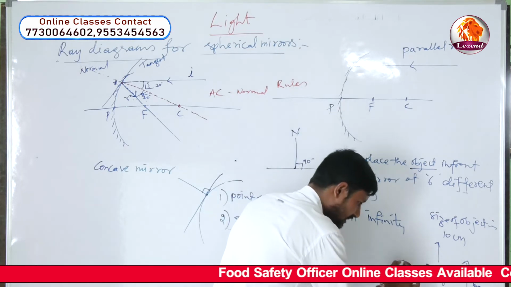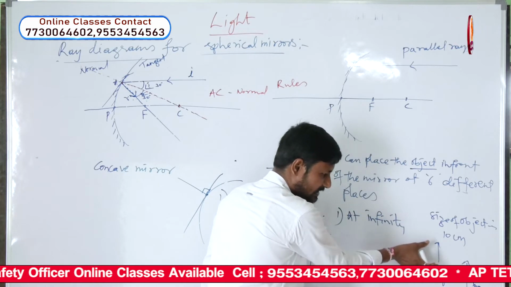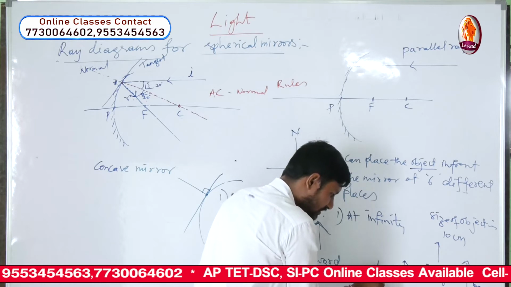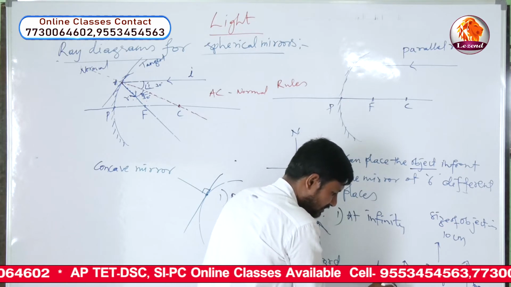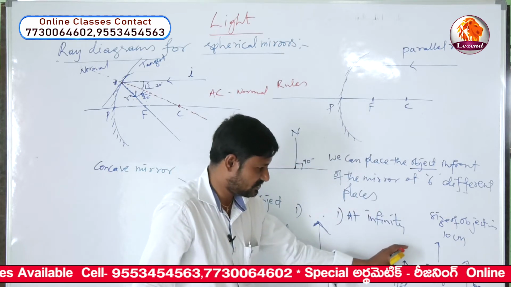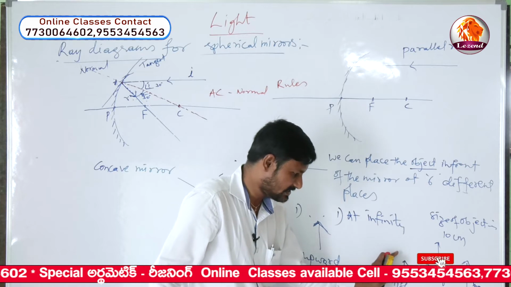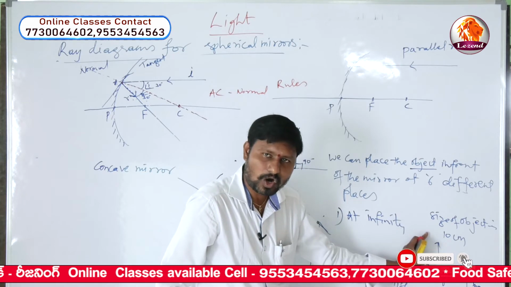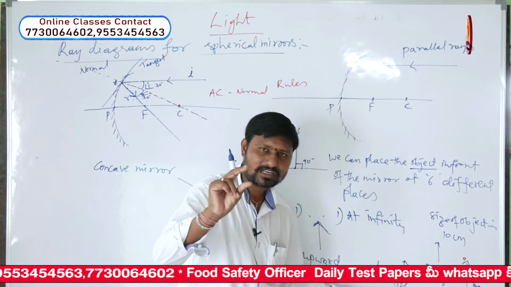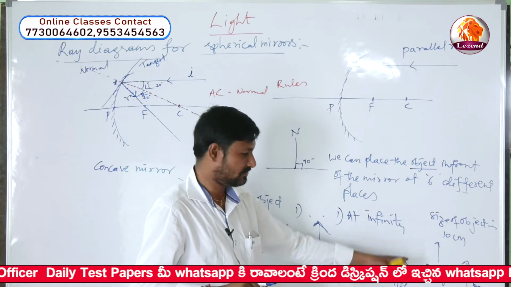Suppose the image size is like this. If you compare with the object size, its size is less. In this case, the image is said to be diminished. Comparing object size and image size, if the image size is smaller than the object size, then the image is said to be diminished, or smaller than the size of the object. This is another important point of the image.